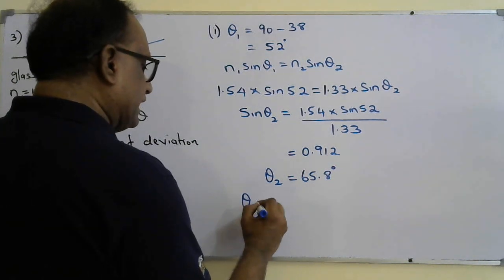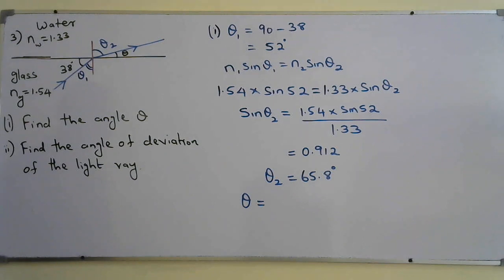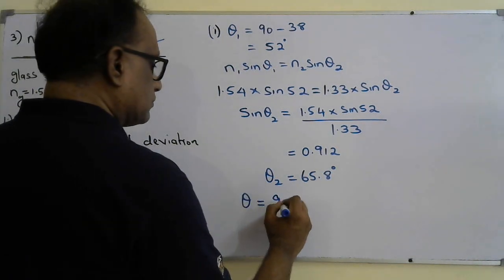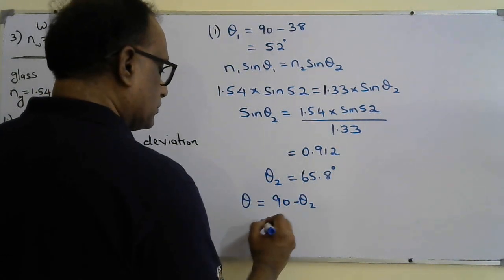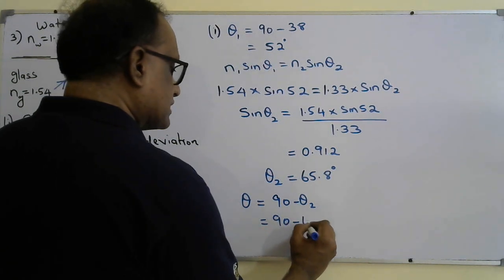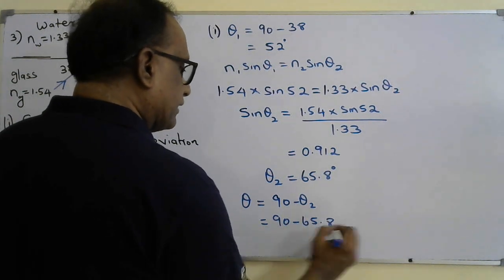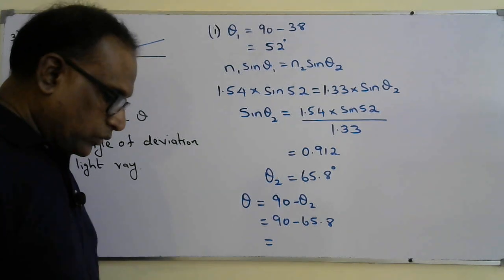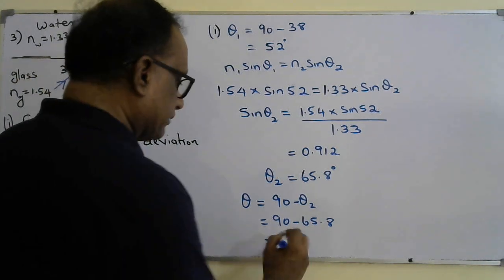Theta, the one in the question, is equal to 90 minus theta 2. So 90 minus 65.8 degrees will be 24.2 degrees.